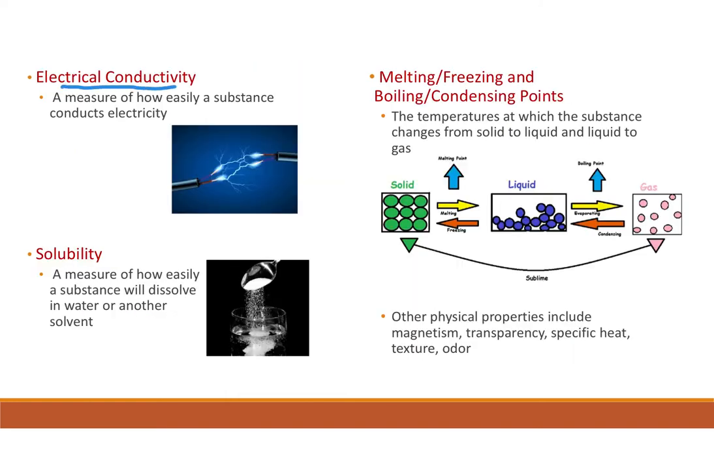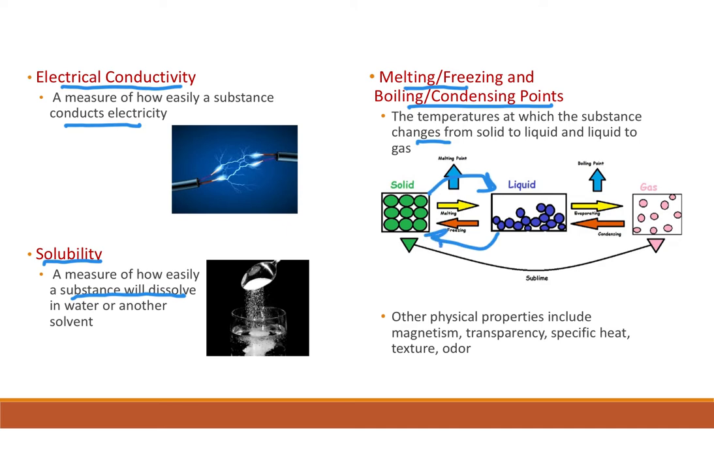Electrical conductivity is another physical property, and it says so right in the name. It's a measure of how easily a substance conducts electricity. Solubility is a measure of how easily a substance would dissolve in water or another solvent. And then we have the various melting or freezing or boiling or condensing points that change the temperatures at which a substance changes state. And whether it's melting or freezing depends upon which way you're going, because if you're going from a solid to a liquid, it's melting, but if you're going from a liquid to a solid, it's freezing.